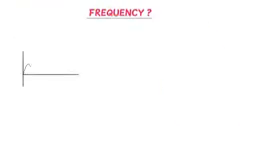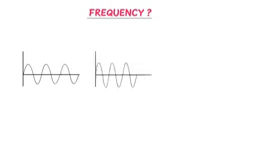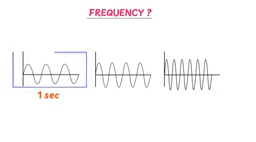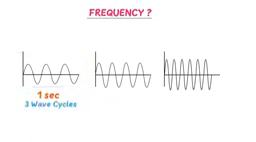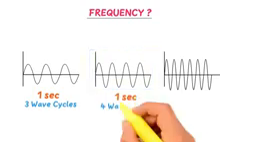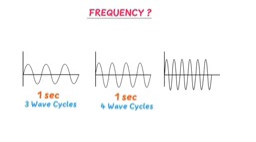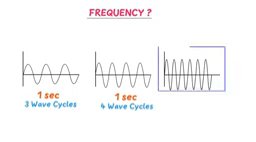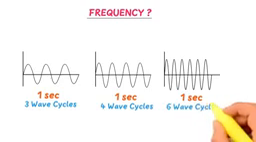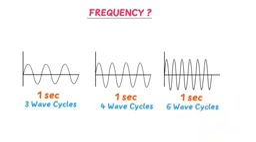Finally, let me teach you what frequency is. Consider the motion of these 3 waves. Let in 1 second, this wave completes 3 wave cycles or 3 oscillations. This wave in 1 second completes 4 wave cycles or 4 oscillations, while this wave in 1 second completes 6 oscillations or 6 wave cycles.